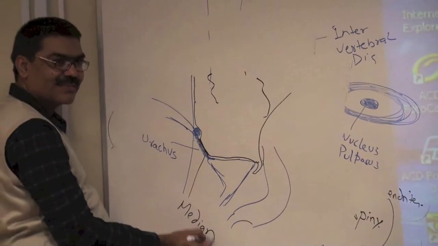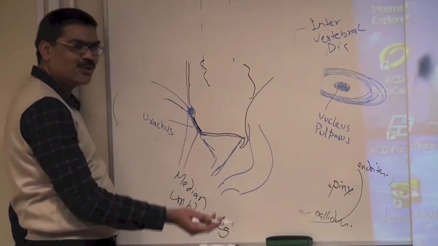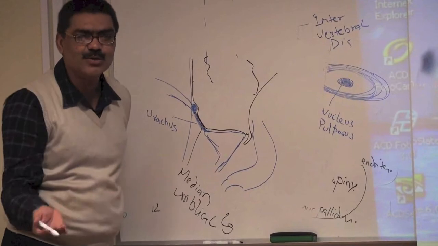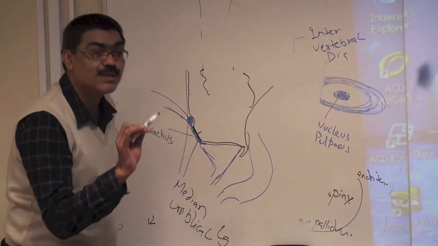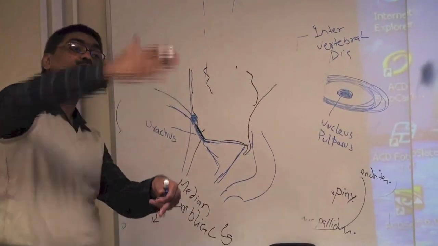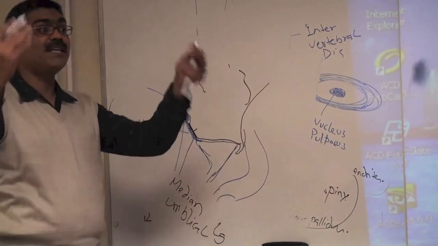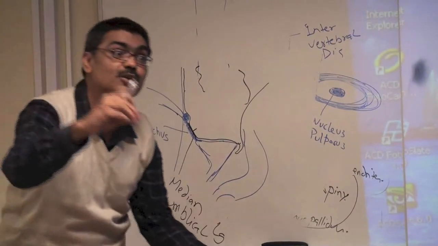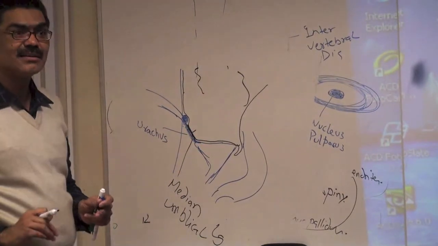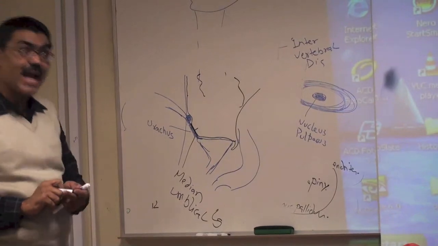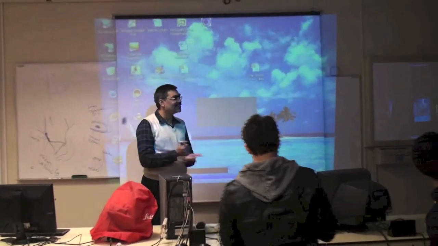This is a new thing. We didn't tell you before because you hadn't studied it yet. But remember, the median umbilical ligament is a ligament of peritoneum, and it is present over the urachus. So if somebody asks you what happens to the allantois, it becomes the urachus, not the median umbilical ligament, because the median umbilical ligament is peritoneum. Is it clear? Urachus with peritoneum. Any question?